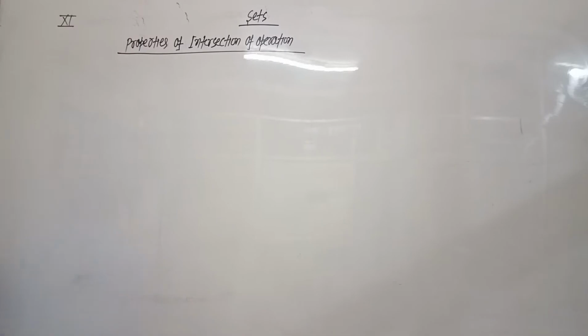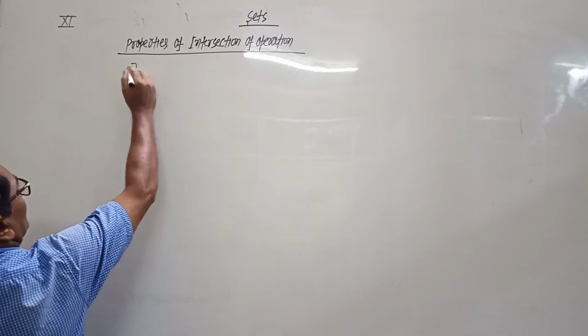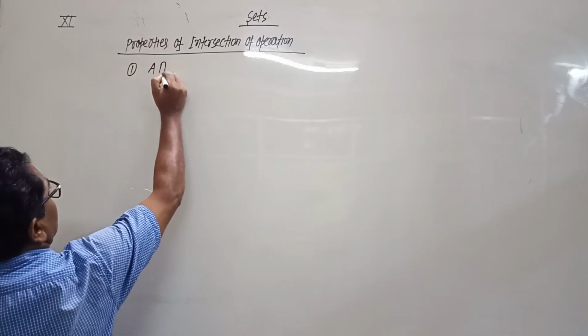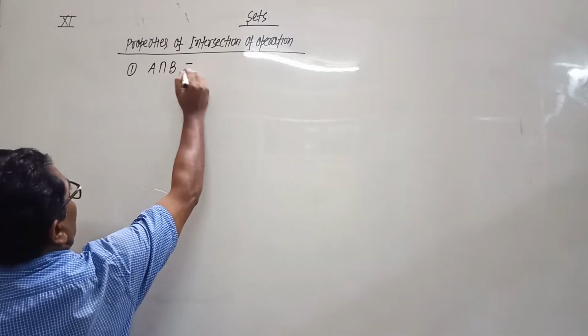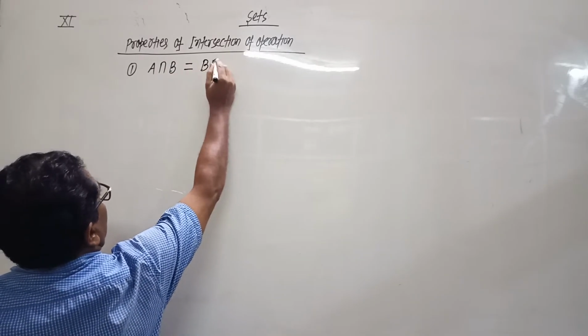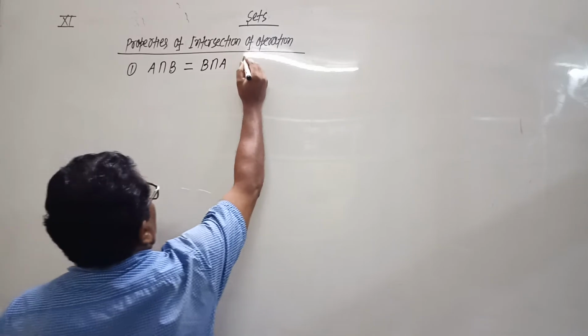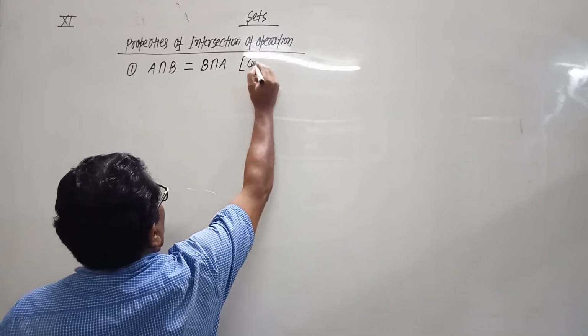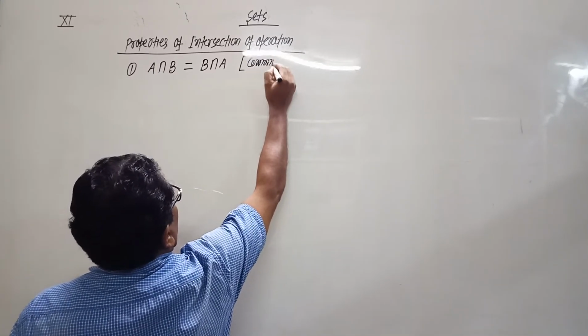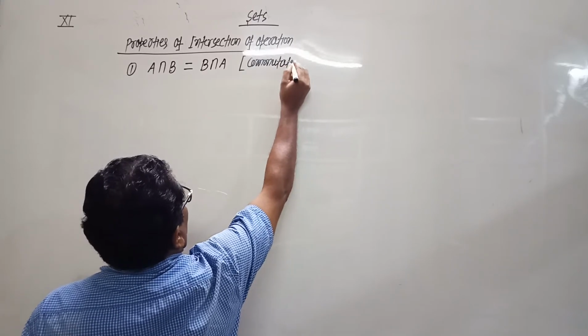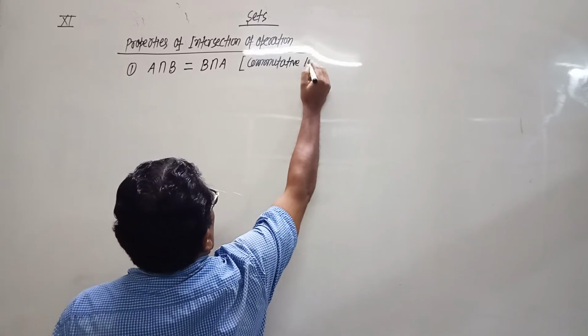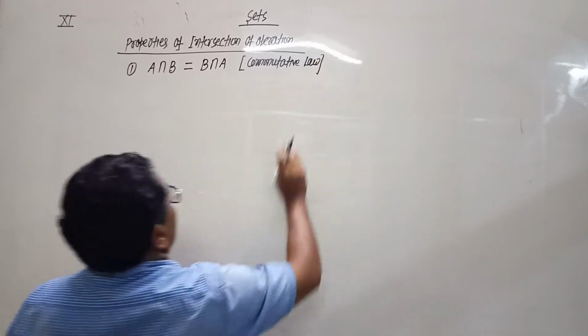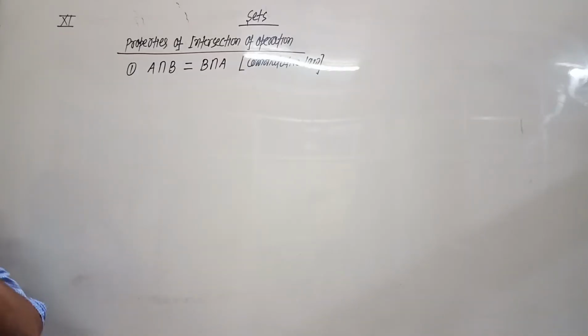The first property is A intersection B equals B intersection A. This is called commutative law. A intersection B is always equal to B intersection A.